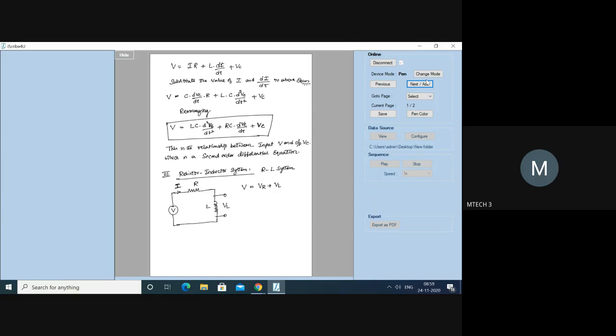Right. Here, in this circuit, what is the input? Input is voltage V. Output is VL, sir. Voltage across the capacitor, sorry, voltage across the inductor. Okay, right. Now, what is VR?